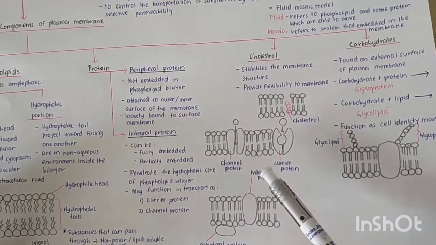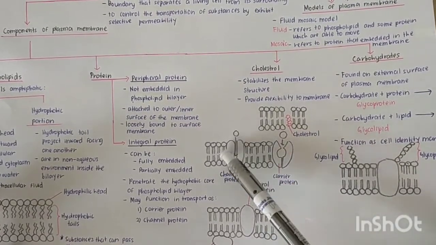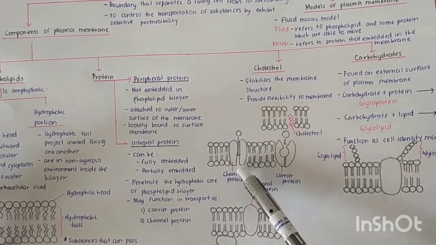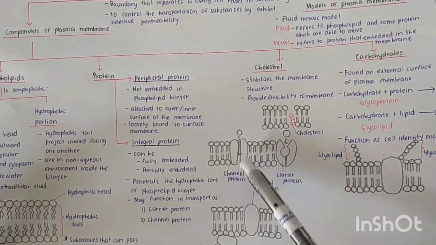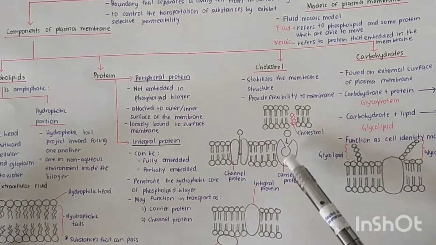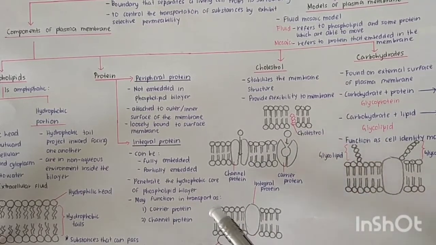So what is the difference between carrier protein and channel protein? This is the diagram. Channel protein is like this. So it means that substances can pass through the phospholipid bilayer with the help of the channel protein, and also some of the substances can pass through the phospholipid bilayer with the help of the carrier protein.